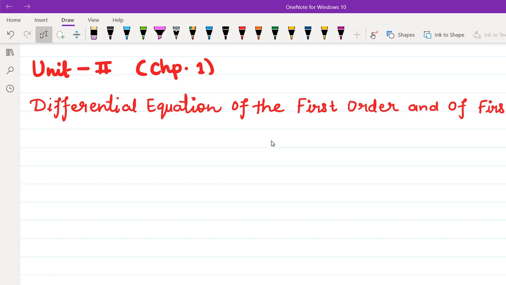We'll first understand the meaning of what a differential equation is, what first order is, and what first degree of a differential equation is. Now, what is a differential equation? Any equation in which a derivative is present is called a differential equation. Very simple, and keep it simple. So, for example, like this.